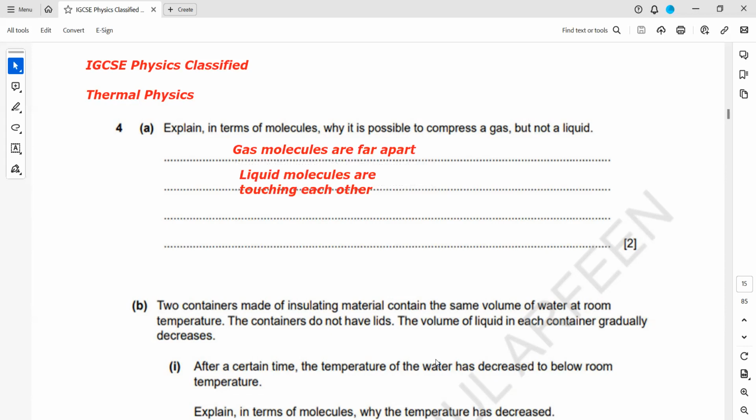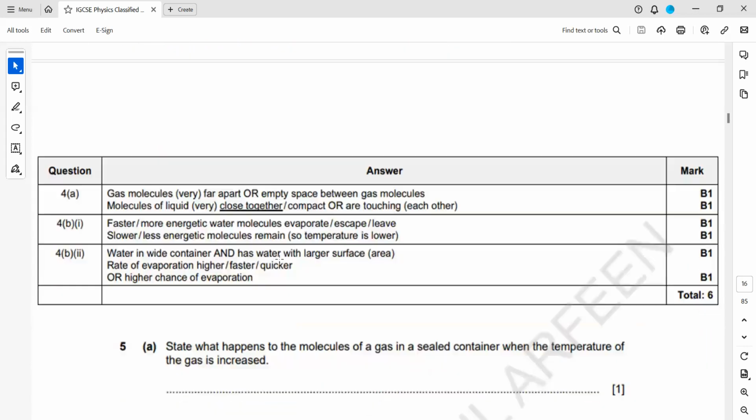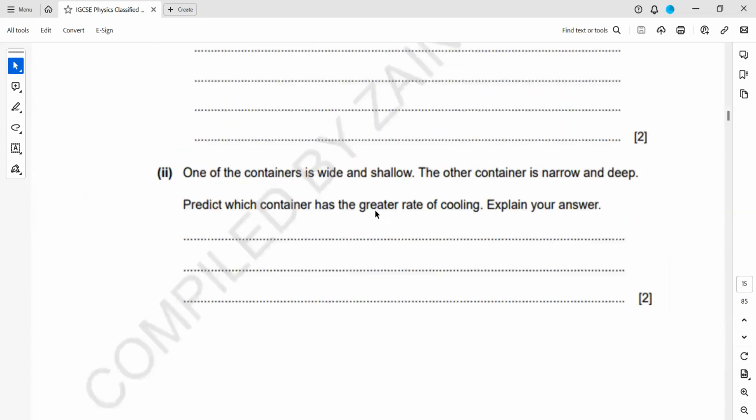So if you check the marking scheme here at the end of the question, gas molecules are far apart and liquid molecules very close is right, or compact, or they are touching each other. So you can mention any of them.